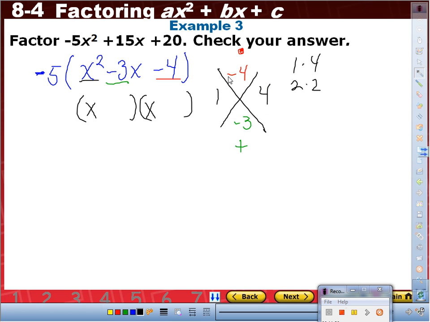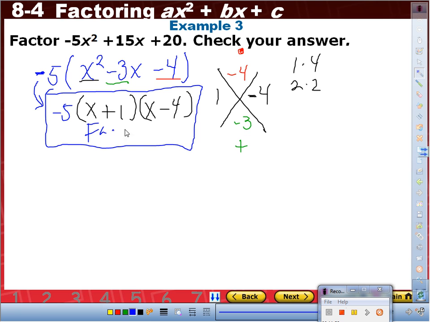Now check this out. Since the product is negative, everybody look up, that means one of the two has to be a negative. How do we know which one it is? This tells us that the biggest number will be the sign of this number. So the biggest number is 4, and what sign is this? Negative, so this is negative 4. So this becomes x plus 1, x minus 4, and guess what? Don't forget about the friend. Negative 5, and those are my factors. Check it, please.